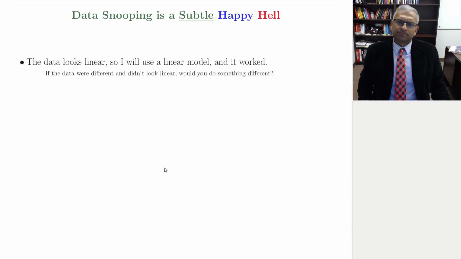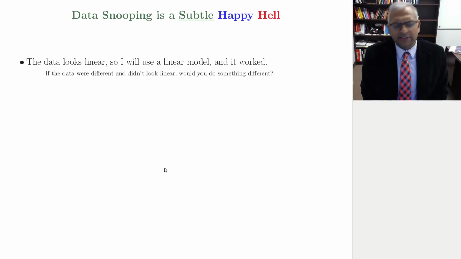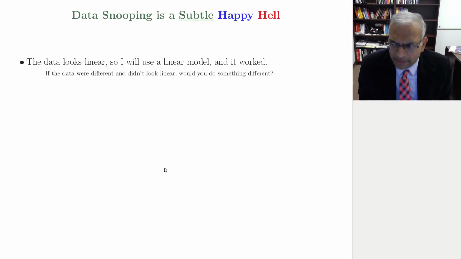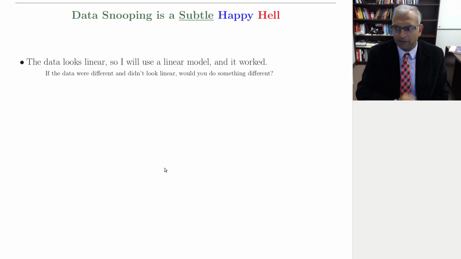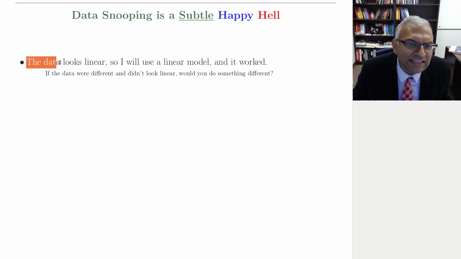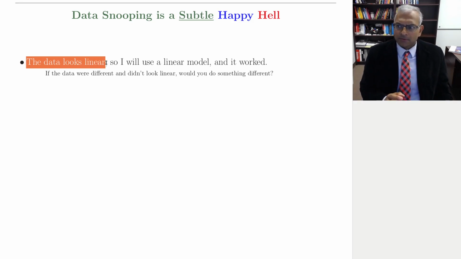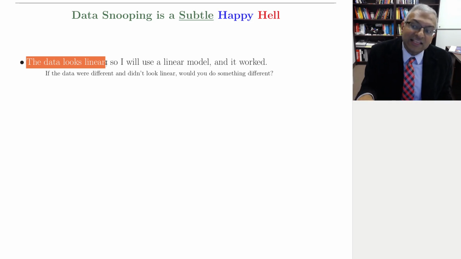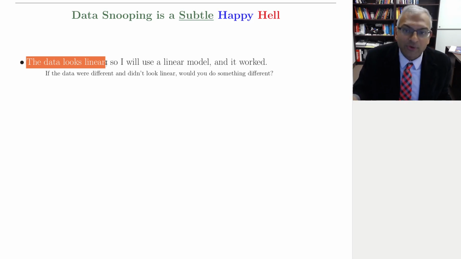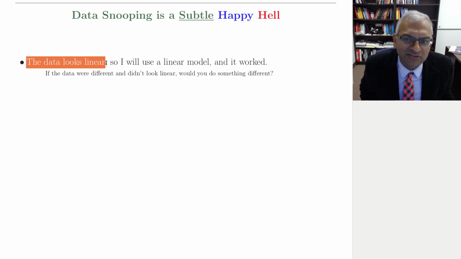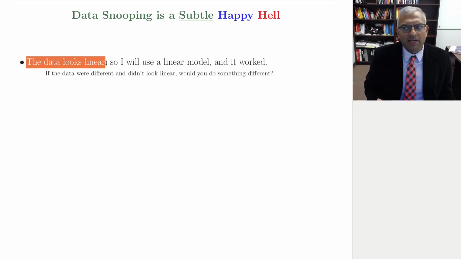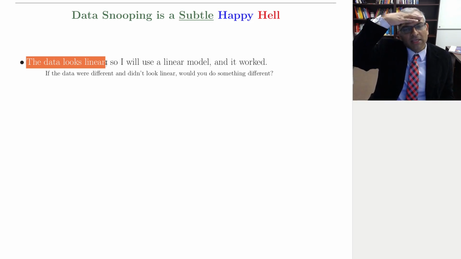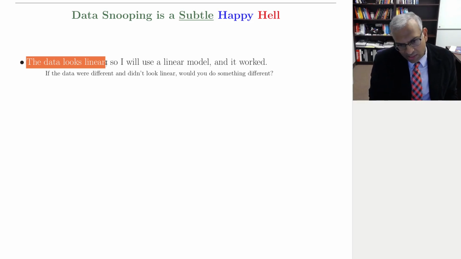Okay. So, how many times have you heard people say, ah, the data looks linear, so I'm going to use a linear model, and then it works beautifully in sample. That's data snooping. What does it mean? The data looks linear. So the linear model was something that you chose, and the data affected that choice. And then within the linear model, you picked a specific hypothesis. Now we know how to deal with that, that's the VC analysis. But we have no idea of the extent of the choice you made in order to choose the linear model by looking at the data.